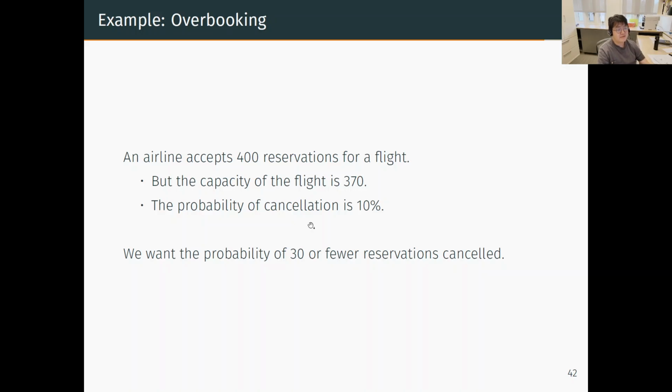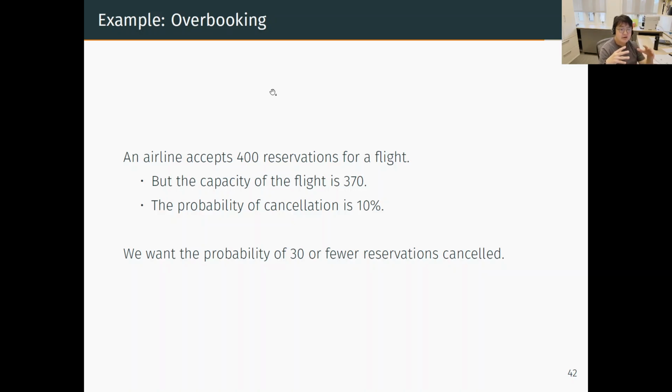Last example, the overbooking example. We learned the overbooking example in the binomial case, but at that time we used pretty simple numbers. If we use 400 as the number of reservations, it is very difficult to apply the formula, right? The formula does not work well here because it will be very close to zero. So now we can handle a larger number.